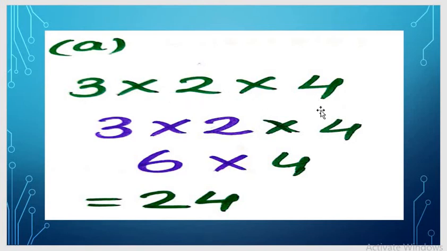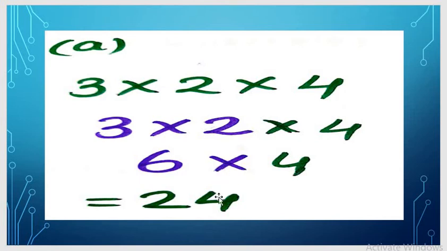First of all we multiply only the first two digits. 3 2s are how many, students? 6. 3 2s are 6, and this last digit 4 we write as it is. So 3 2s are 6 and 4 as it is.